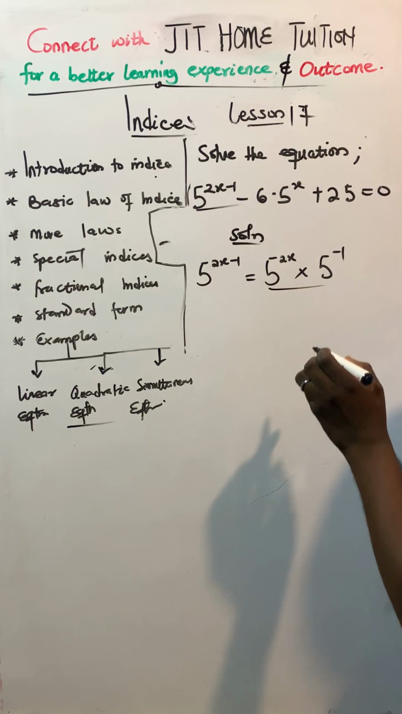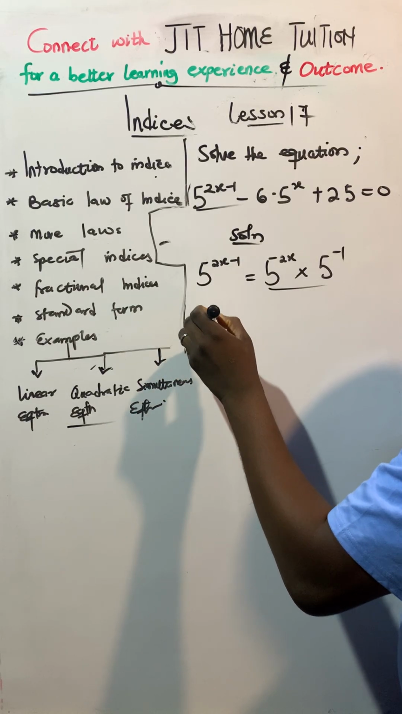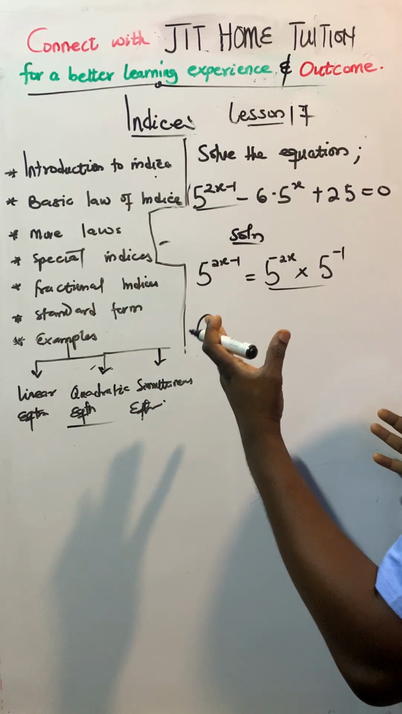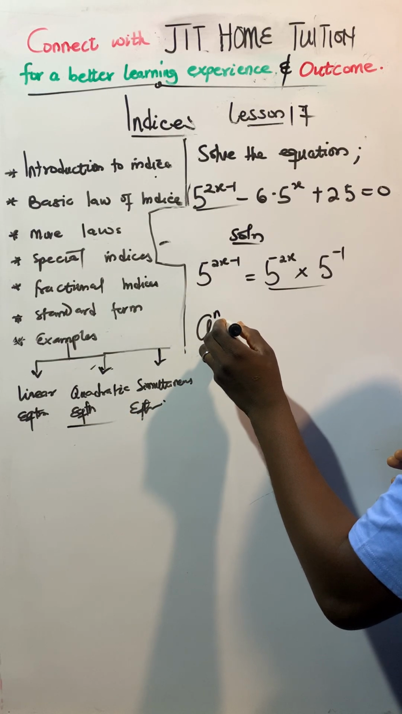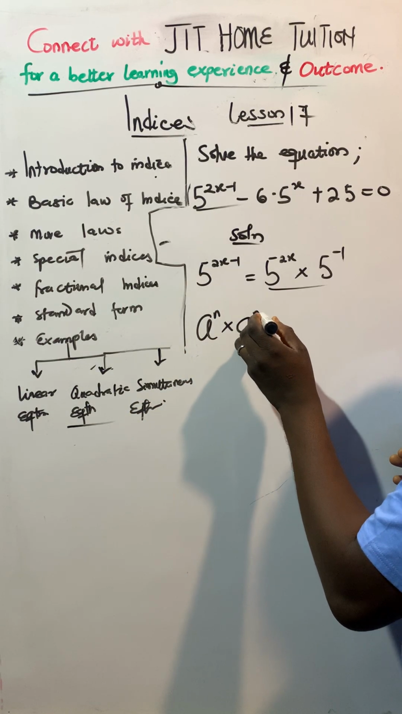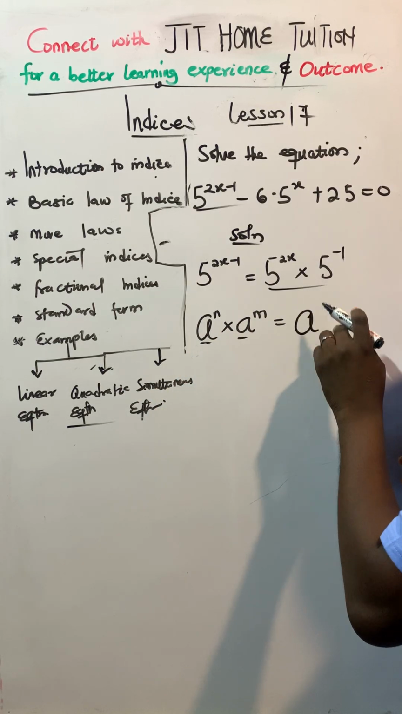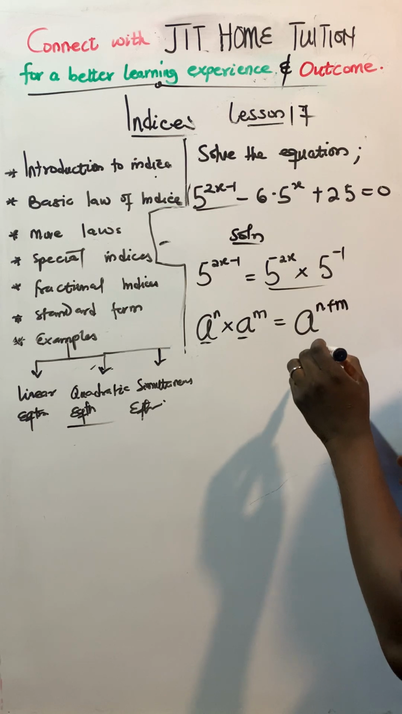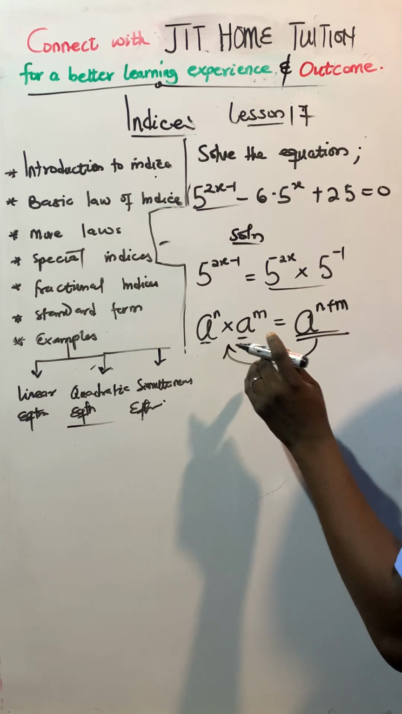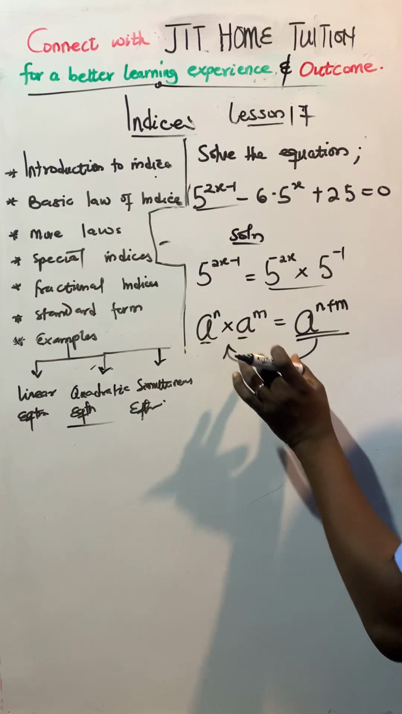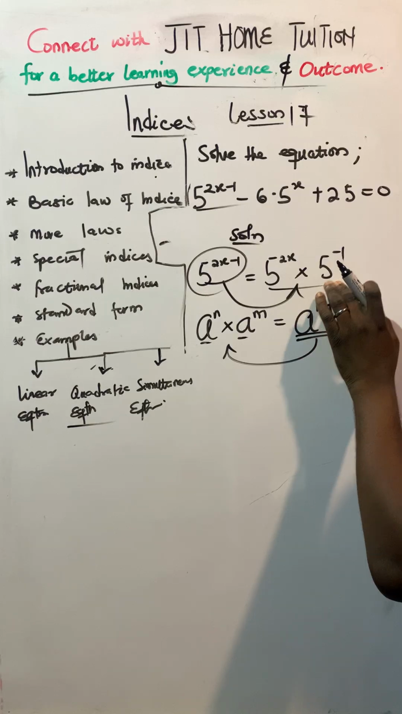Now, how did we get this? According to the first law of indices, when the bases are the same and they are multiplying, so let's say you have a exponent n times a exponent m, the base is the same, a. What you do is write one of them and add the powers. So with that understanding, you can reverse it and have something like that. And that is what we did over here.